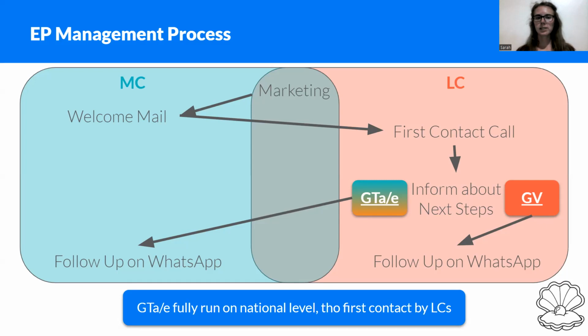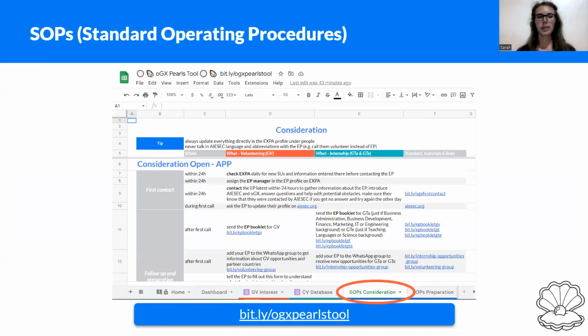For Global Talent, this will fully be run on national level. So we have the MC and the entity support team, the EST or NST, national support team, taking over this and following up on them on WhatsApp. But for GV, for Global Volunteer, the volunteering opportunities, it will be up to you to follow up on them, to stay in touch and to bring them through the whole process, which I will explain to you now.